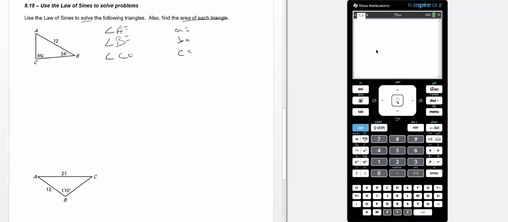I know three of these things. I know angle C is 85. I know angle B is 34. And I know side C, because that's across from angle C, is 12. Maybe I'll fill in the side across from angle A is little a, side across from angle B is little b.